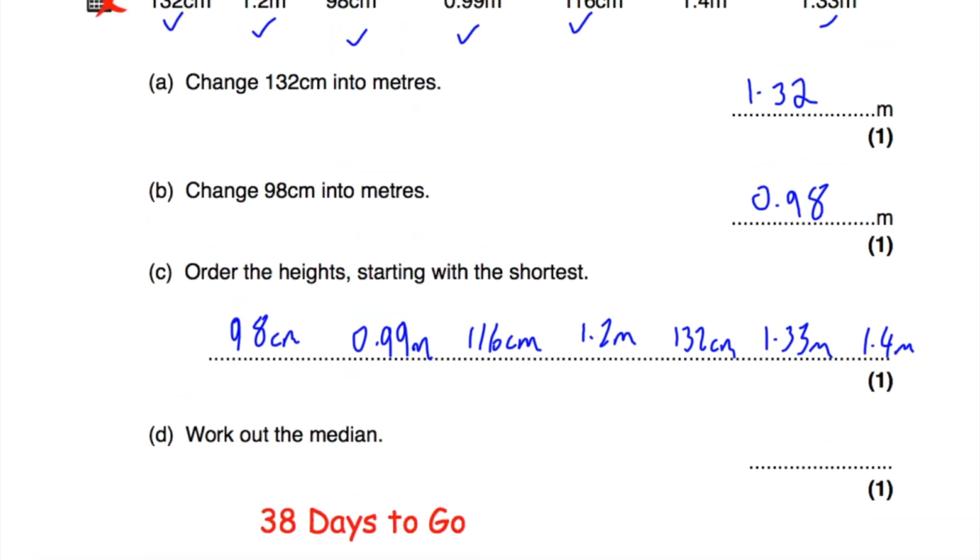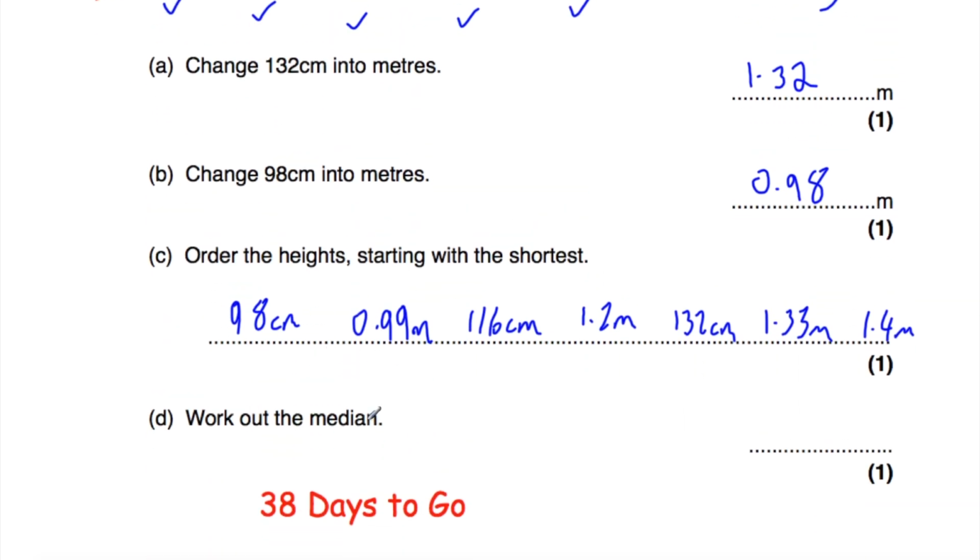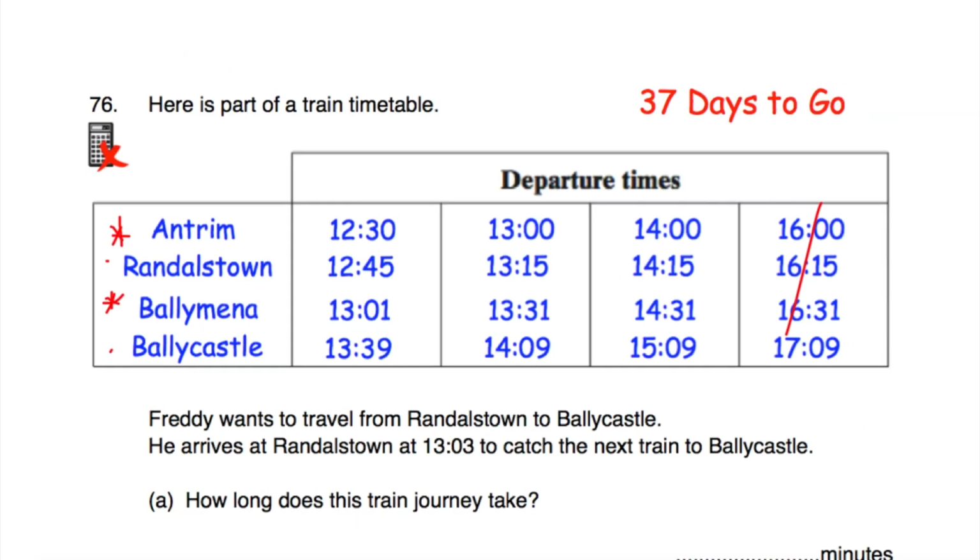Okay, and part D says find the median. So to remember, to find the median, we want the middle value once we've arranged them in order. So we've arranged the heights in order, so that's fantastic. So we cross off the smallest and cross off the biggest. I'm going to just tick underneath them just to make sure they don't get crossed off, because I need the answer here for part C. Okay, cross off the next smallest, next biggest, next smallest, and next biggest, and then our median height is 1.2 metres. And that's it.